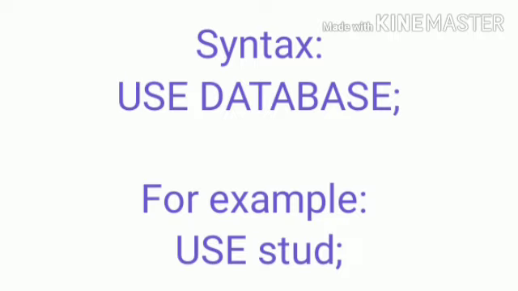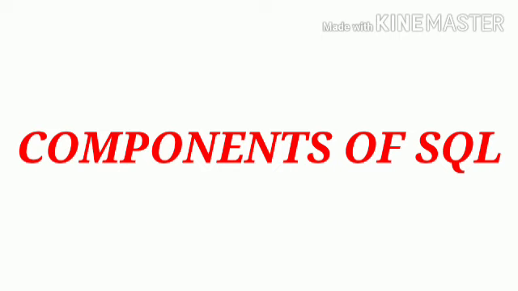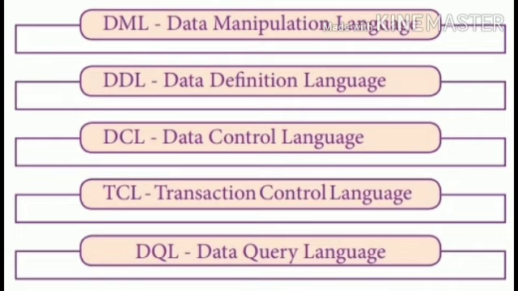The next concept is components of SQL. SQL is divided into 5 categories. First one is DML, that is data manipulation language. Next one is DDL, data definition language. Next one is DCL, data control language. Next one is TCL, that is transaction control language. The last one is data query language. The short form is DQL.